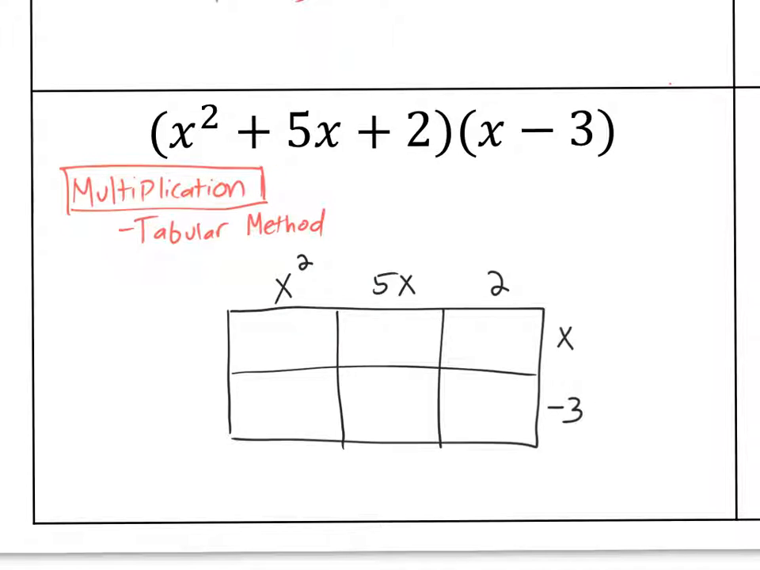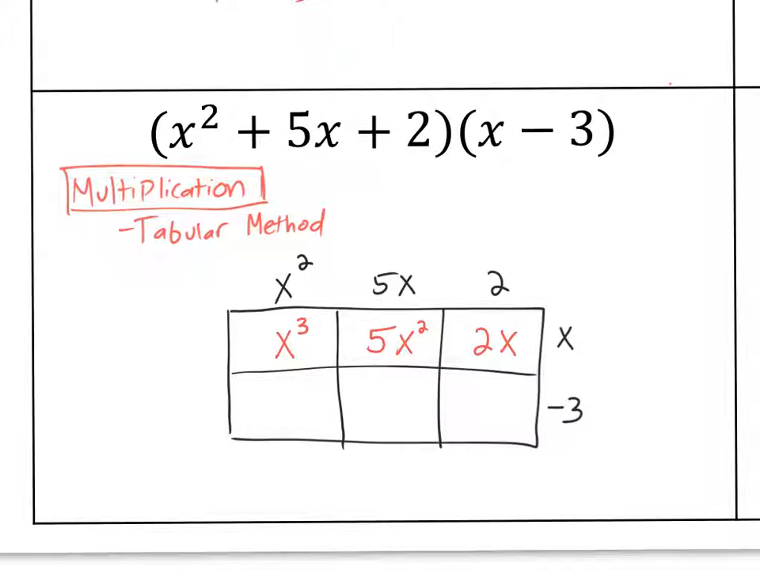So inside each box, this is the area where the side length is this. And so this is where I take the stuff on the side, my side lengths, and I multiply them to get what's on the inside. So x squared times x is x to the power of 3. 5x times x is 5x squared. 2 times x is 2x.